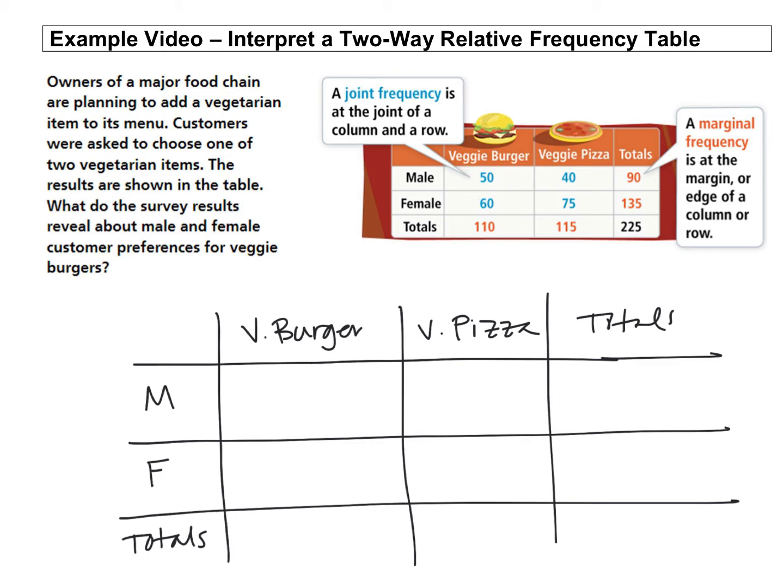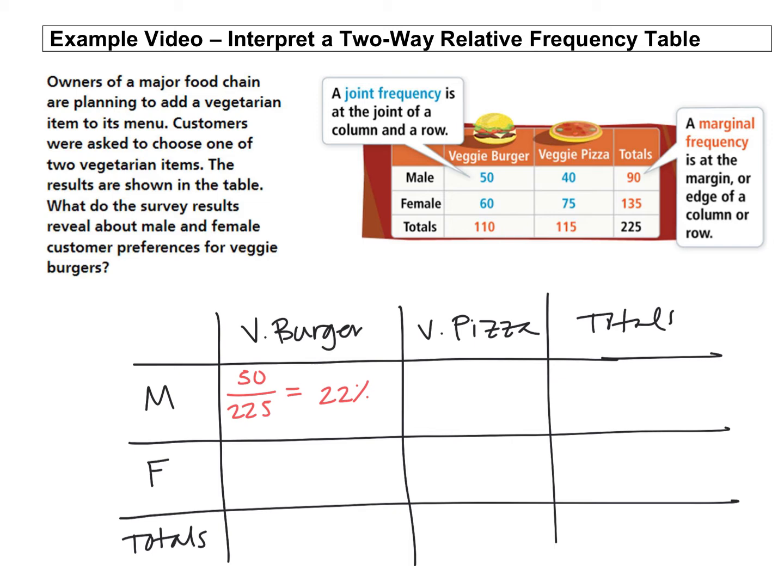50 males choose the veggie burger. Okay, well, that was 50 males out of how many total people? Well, they surveyed 225 people. So what we do is we take the 50, and to show how it relates to the total, we divide it by 225. And we're going to get either a reduced fraction, a decimal, or a percent. We'll just go to percents with these. So if you divide these, we'll round to the nearest percent. We're going to say that's about 22%.